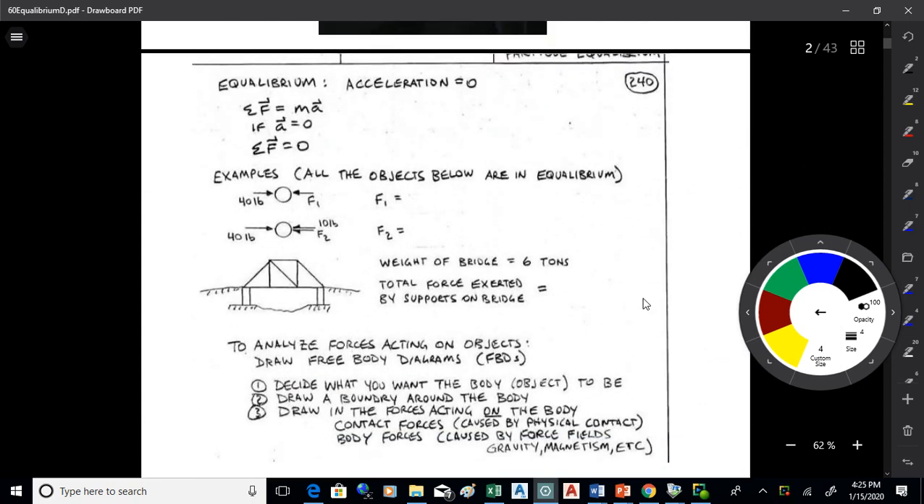All right, so if the acceleration is 0, if we go back to that basic equation from Newton that F equals ma, if the acceleration is 0 for equilibrium, that means the sum of forces is 0. All right.